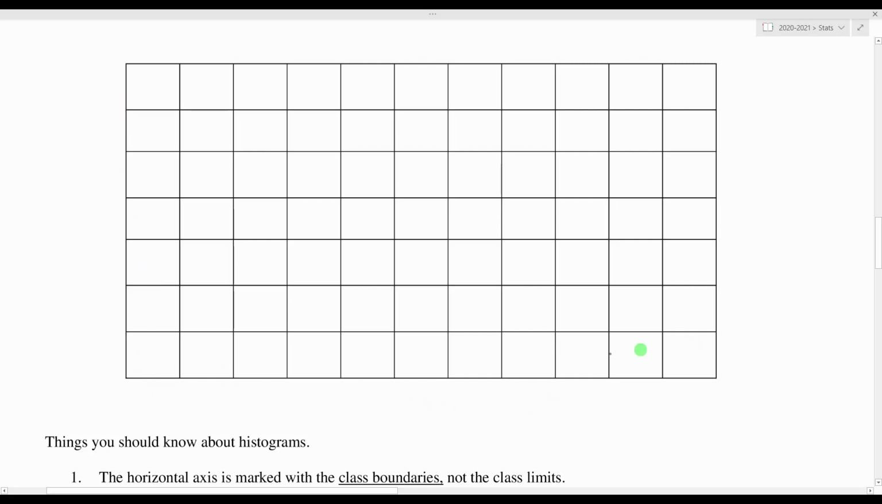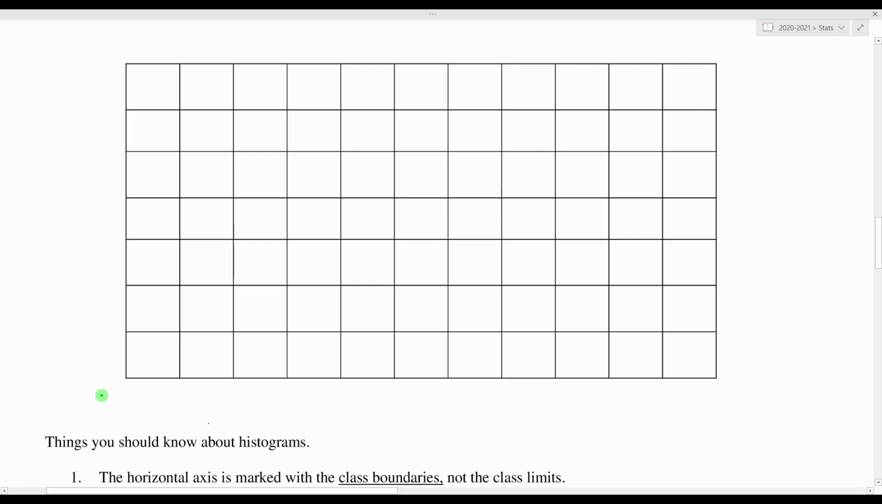So there is a horizontal axis and a vertical axis, and the horizontal axis is marked with our class boundaries, not the class limits. It's the most common mistake that students make when they make their histograms. Like I said, every textbook is different, so you might open up a different textbook and they might use class limits. For our textbook at Parkland, we are using class boundaries. So our horizontal axis gets marked with those.